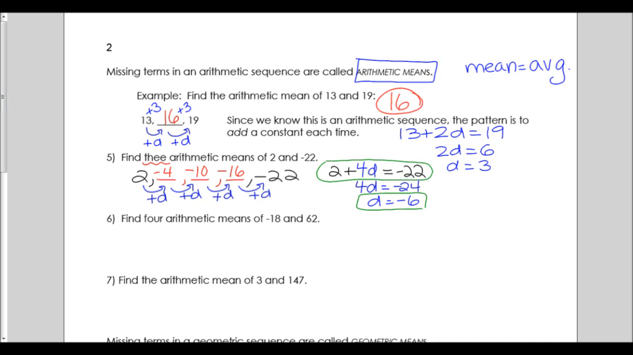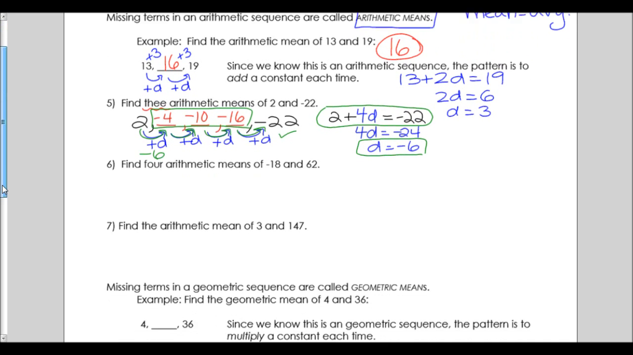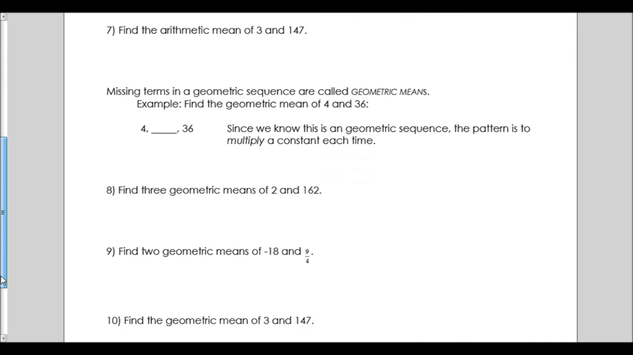So if I then came up to my pattern and said if I start with 2 and I take away 6, I'm at negative 4, and I continued to take away 6 each time to complete the pattern, and then I double checked in the end, does it work? Does negative 16 minus 6 equal negative 22? Yes, it does. So I know my 3 arithmetic means are negative 4, negative 10, and negative 16. We're going to leave the other ones for right now, and you can come back to them later in class.